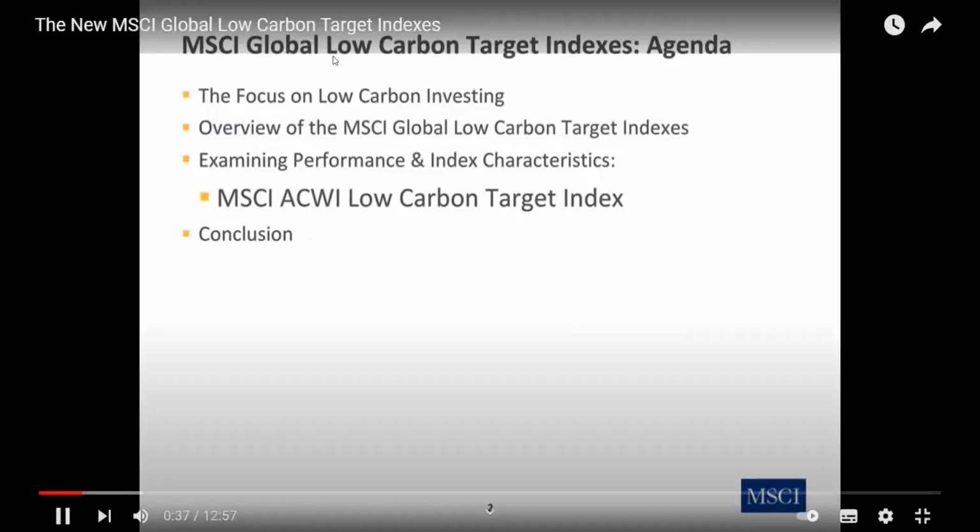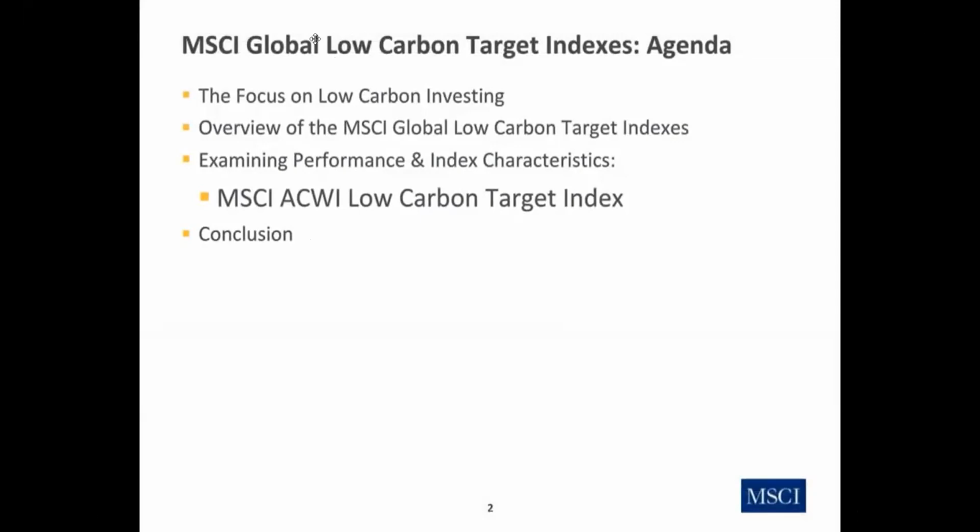We will then examine performance and index characteristics by honing in on one low carbon target index in particular, the MSCI ACWI Low Carbon Target Index. Finally, we will conclude by summarizing the key advantages of the MSCI Global Low Carbon Target Indexes.